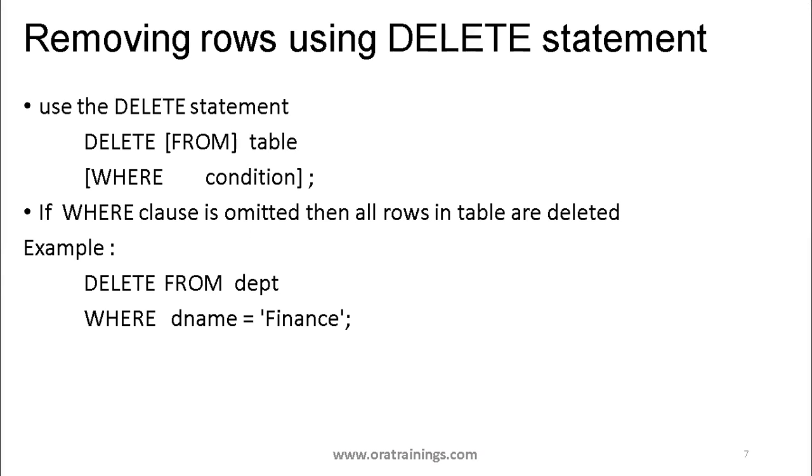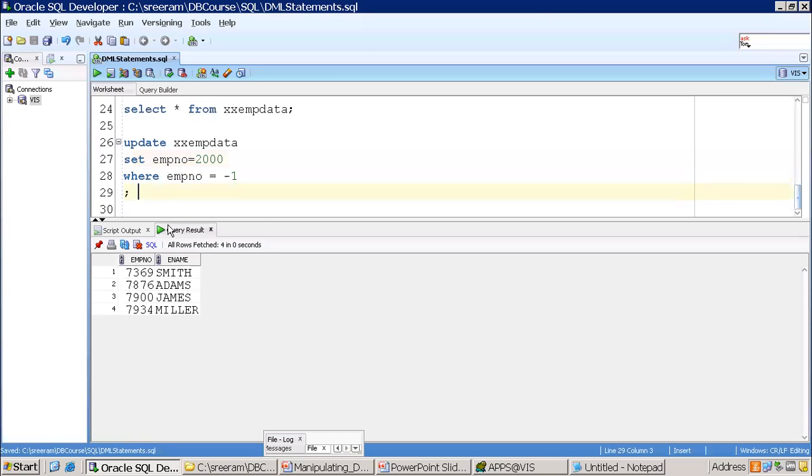Now coming to the delete. How do we delete the records? We have to mention the delete statement. Delete, you can mention the from clause, or you can ignore it. Delete table, and you can mention the where condition if you want to delete only specific rows. If you don't mention a where condition, it will delete all the records. If you mention a where condition, it will delete only the records which satisfy the where condition. Now let us see the example.